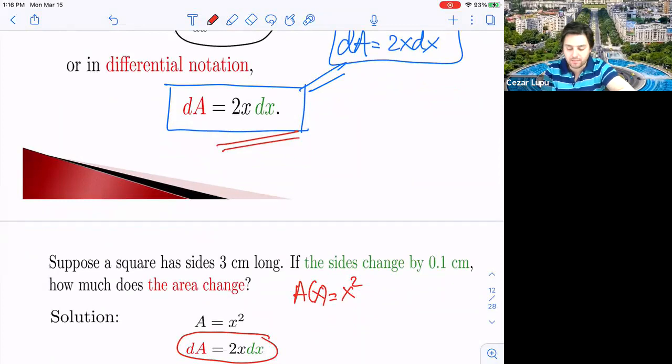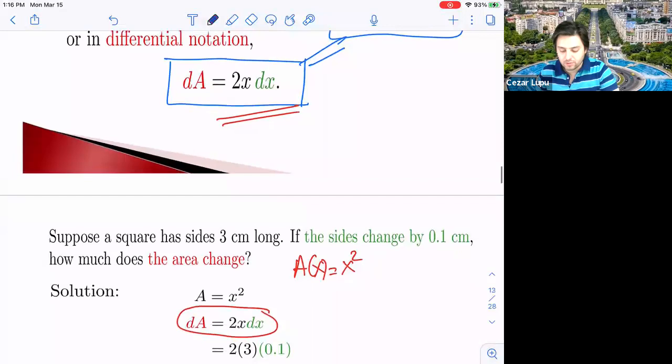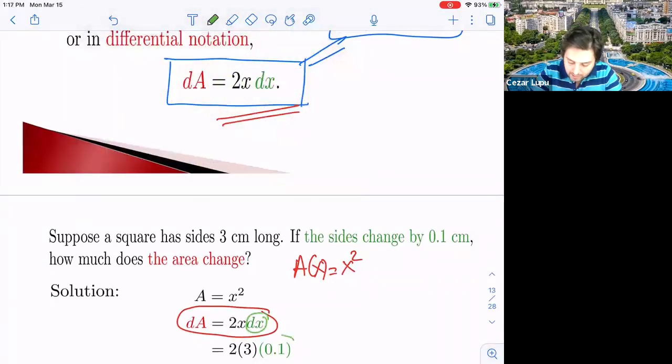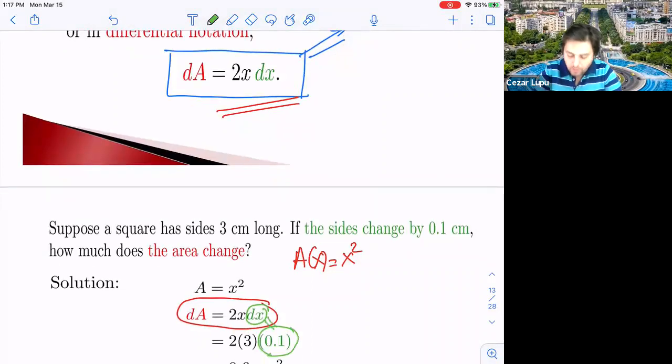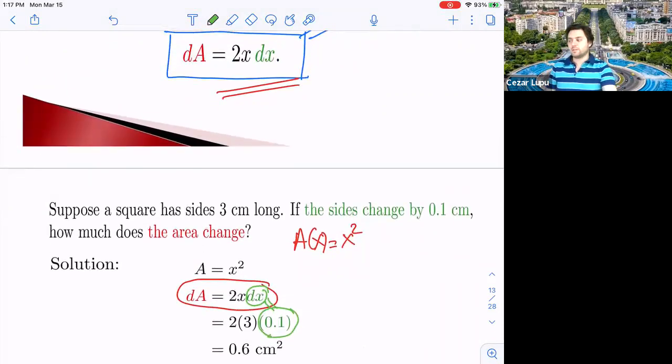And now we just plug it in, right? We know the square has sides 3 centimeters, so x is 3. And we know that the size changed by 0.1 centimeters. So we know that dx is 0.01. So let's see that. So it's 2 times 3 times 0.01. And now this is just algebra. You see, it's 0.06 centimeters.